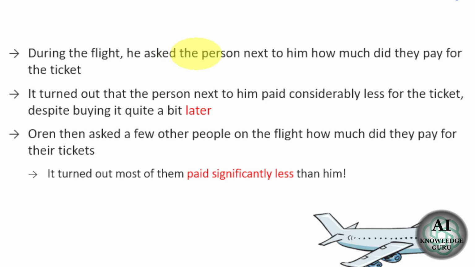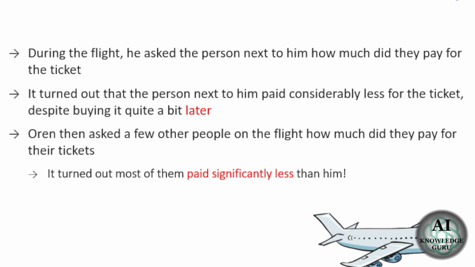During the flight, he asked the person next to him how much they paid for the ticket. It turned out that the person next to him paid considerably less for the ticket, despite buying it quite a bit later. Oren then asked a few other people on the flight how much they paid for their tickets. It turned out most of them paid significantly less than him. His assumption was that he would get a cheaper ticket, so he was a bit conscious about it at that time.